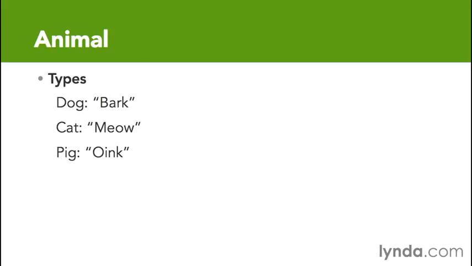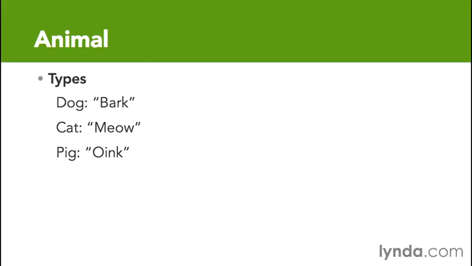We're all familiar with animals. So if we have an animal class, and we define 3 types of animals, and we use animal as our superclass, and we inherit to create the subclasses dog, cat, and pig. They're all animals, but when a dog speaks, it barks. But when a cat speaks, it meows. And finally, when a pig speaks, it oinks.